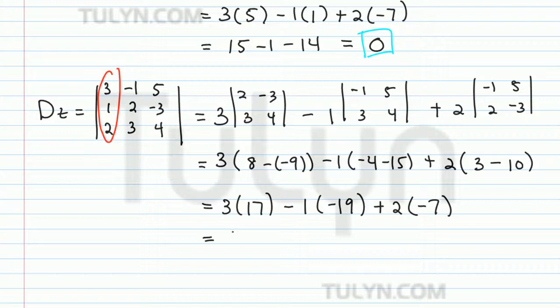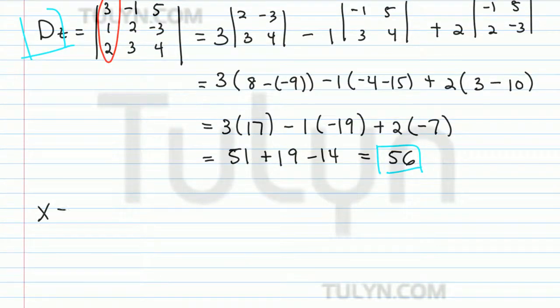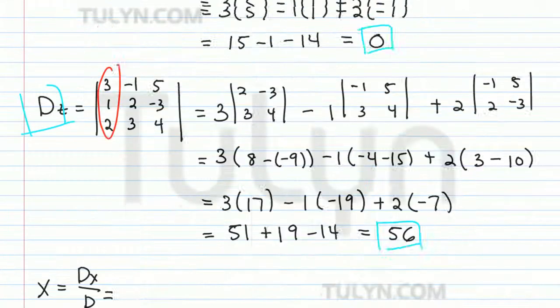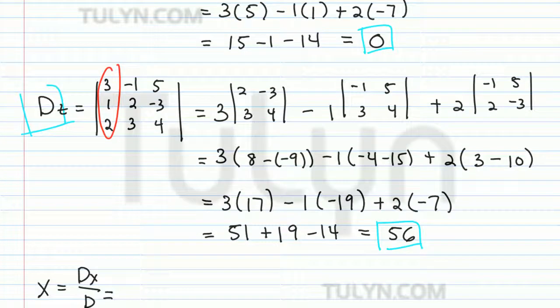So 3 times 17 is 51, plus 19, because it's minus 1 times negative 19, and then minus 14. And combining these all together, you're going to get 56. So now we found our dx, our dy, and our dz, and we're in a position to solve. So x is dx over d. So let's recall what these were since it was a while ago. D was 28 and dx was 28.